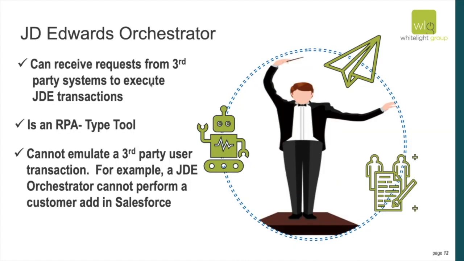JD Edwards Orchestrator. So what are some of the things that compare to RPA solutions? It can receive requests from third-party systems to execute JD Edwards transactions, and it is an RPA type tool. So those are some similarities. What it cannot do, it cannot emulate a third-party user transaction. For example, JD Edwards Orchestrator cannot perform a customer add in Salesforce, okay, and other RPA solutions can.